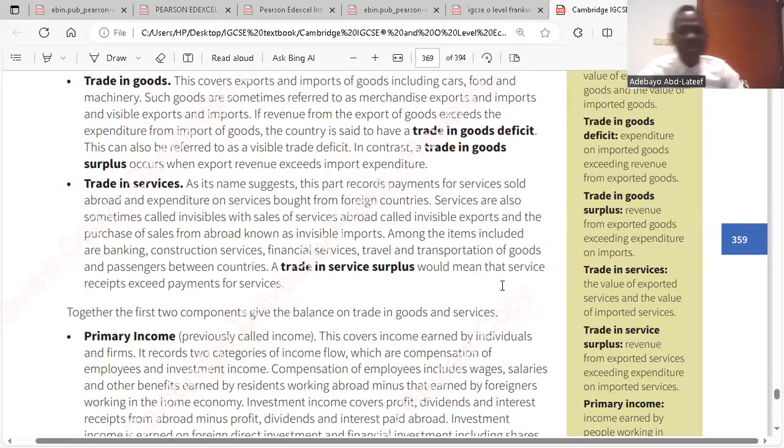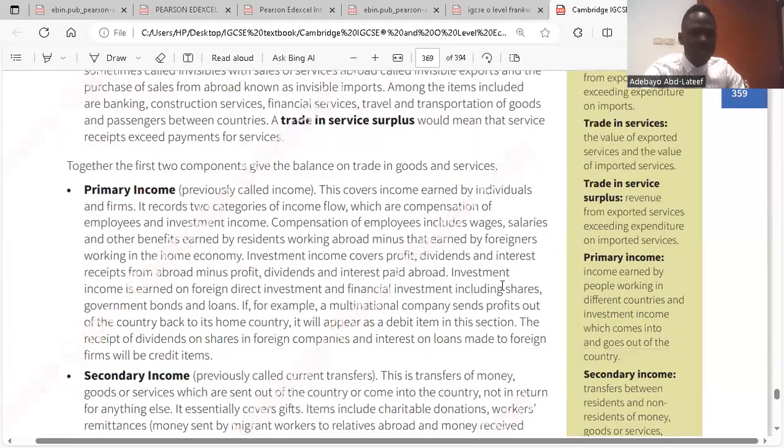So that's an example. So if our export of service exceeds our import of service, we call it trade in service surplus. If our export of service is less than the import of service, we call it trade in service deficit. I think that is clear. Yes. So that's about that. So we go to, now they said together the first two components give the balance of trade in goods and service. So trade in goods and trade in service is our balance of trade in goods and services.